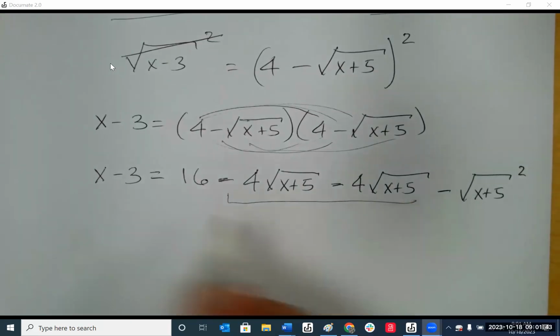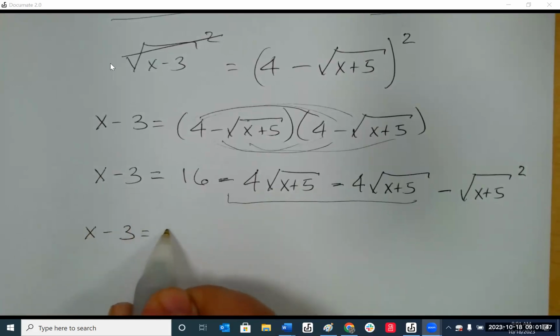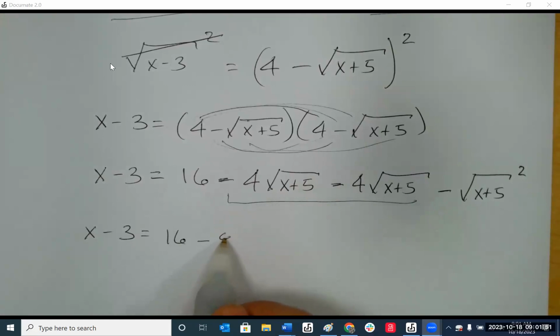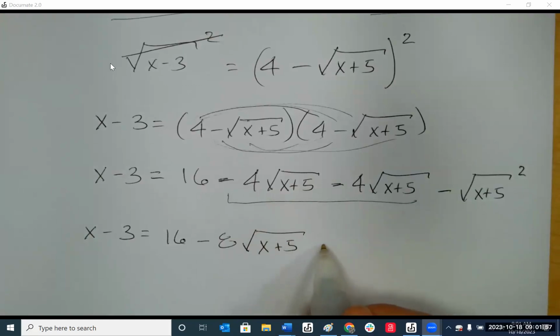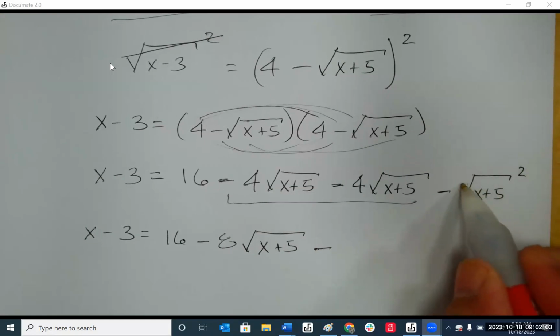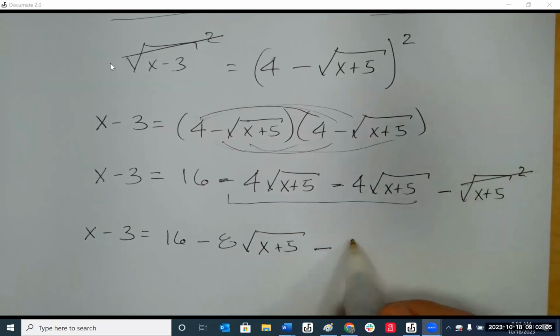Combine like terms. -4 -4 is -8 radical x plus 5. Minus the square root and the square cancel, so I have an x plus 5.